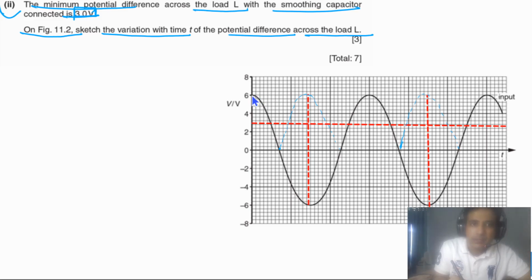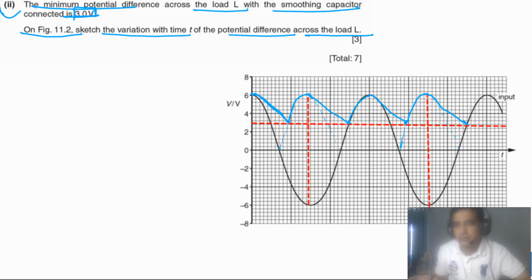So you need to understand here the power supply PD is decreasing, so the capacitor in this case will discharge. Capacitor will discharge up to 3.0 volts, and then from here the capacitor will charge up to this point, and then again the capacitor will discharge here, and at this point the capacitor will charge again, and then again discharge to 3.0 volts, and then the capacitor will again charge, and then again discharge to 3.0 volts.